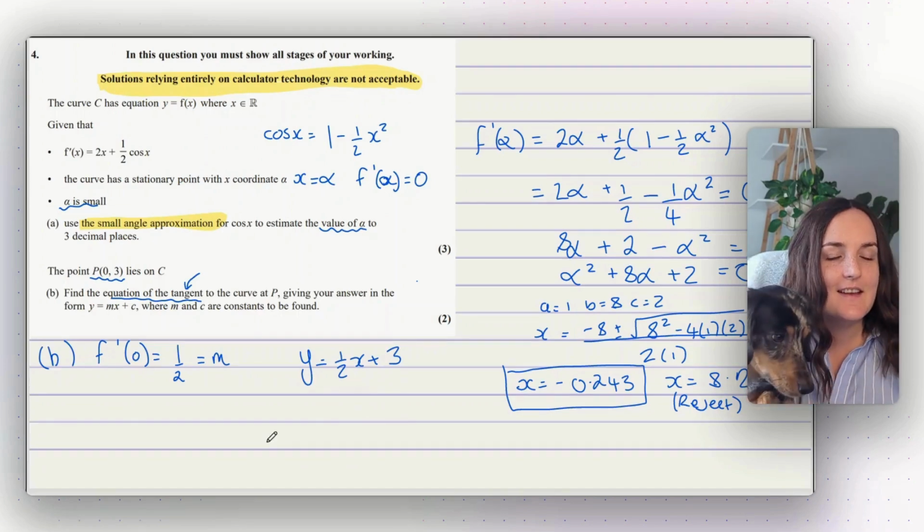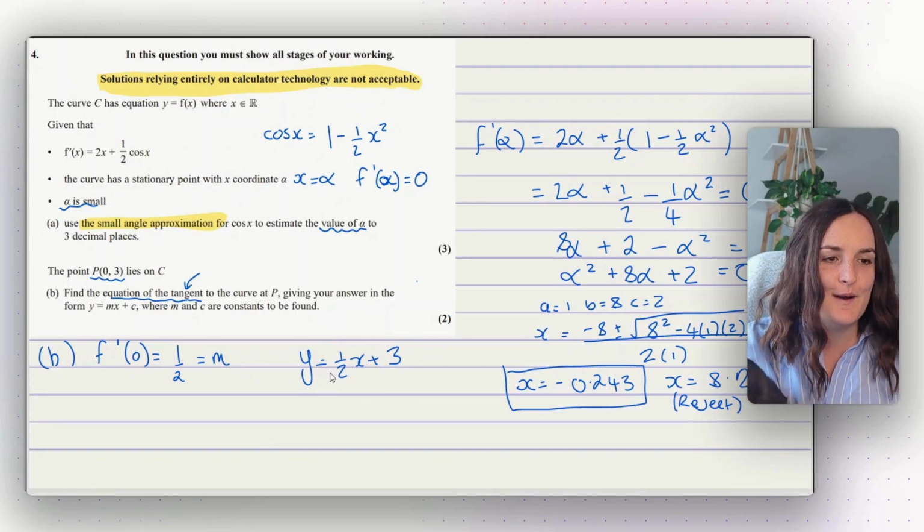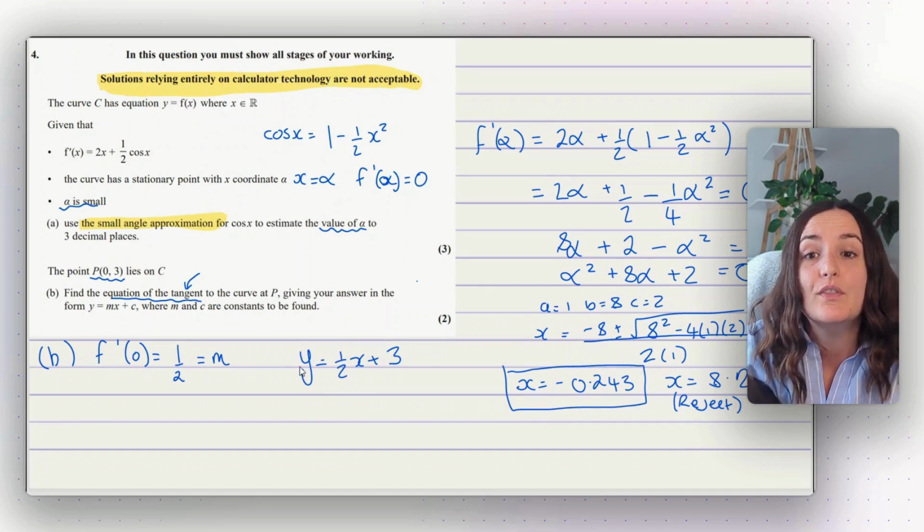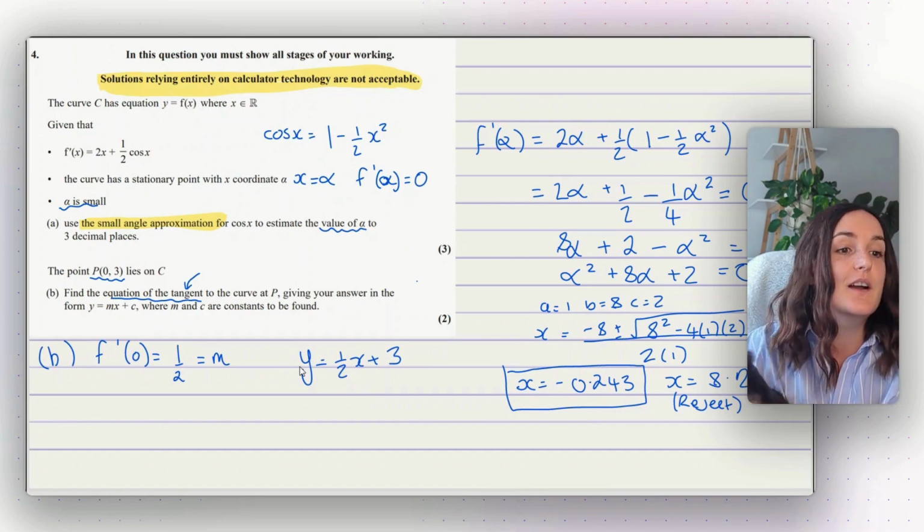So, the place where people lost a lot of marks was this question here. They actually didn't write it as this. They wrote half x plus 3 without the y equals. They want the equation, and so that's what you need to write.